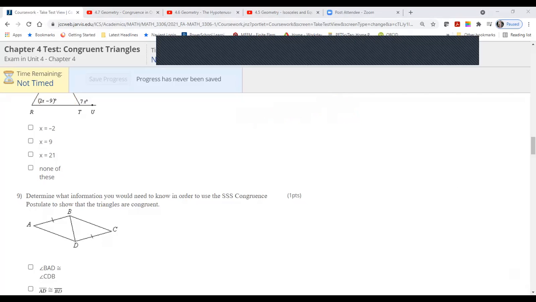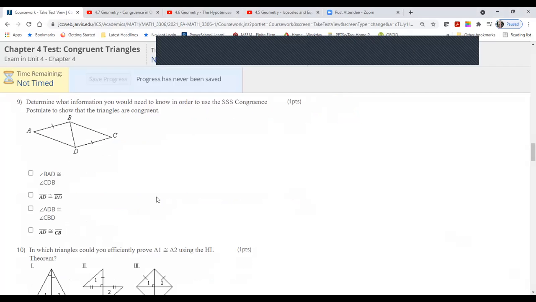Okay, so the next one is, I have to run with the time. Okay, determine what information you need to know in order to use the SSS congruent postulate to show that the triangles are congruent. So what do you think? You already know this is given that is congruent, right? Of course, this one will be congruent because it's reflexive, right? Okay, what else?